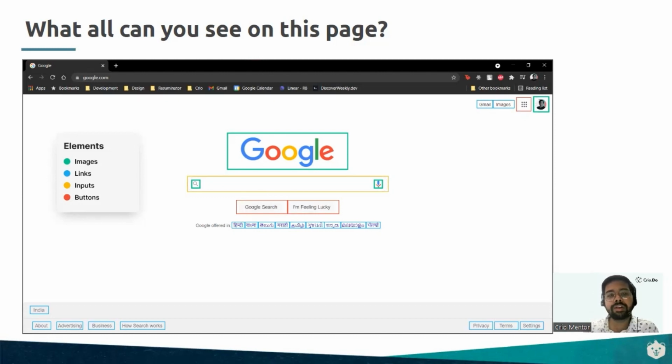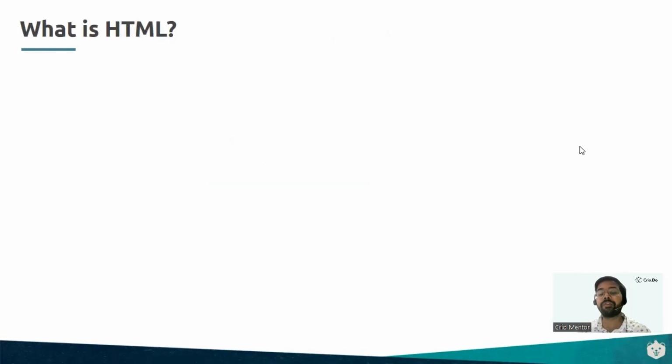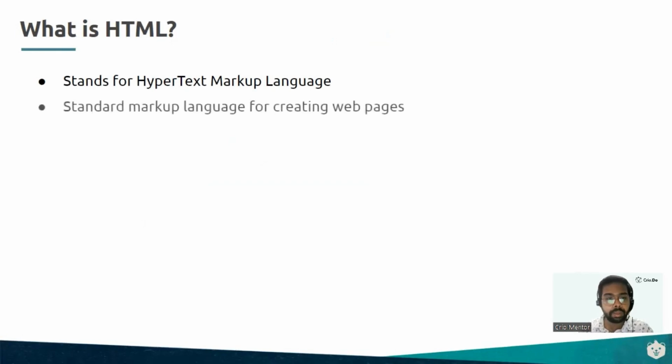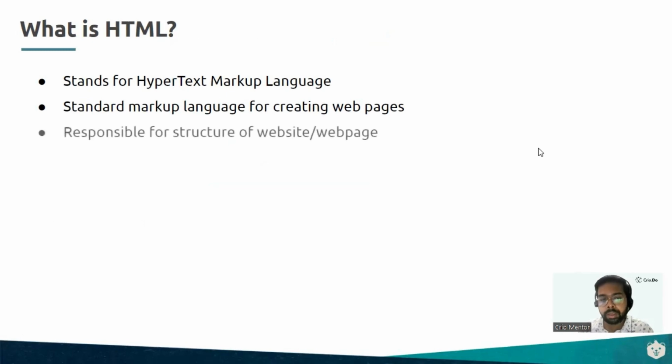So these are the general kind of elements you will be able to see on any type of web page. Now, how exactly do you build such pages? You're going to do that with the help of HTML. HTML stands for Hypertext Markup Language. It is the standard markup language for creating your web pages. As I've told you, for creating the basic structure of your web page, you're going to make use of HTML. It is responsible for the structure of your website.